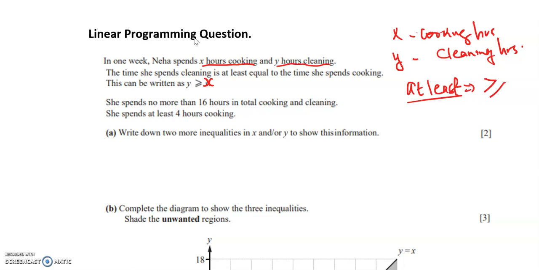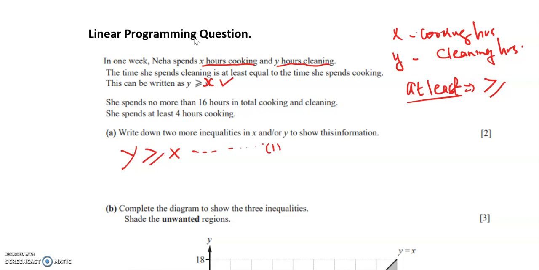At least means greater or equal to. So the student is supposed to come up with the first inequality in this case. And then, you have been told that this can be written as y is greater or equal to x, because we are saying y hours cleaning is at least equal to the time she spends cooking. So that will be the first inequality which you have already been given here. So this becomes inequality 1.